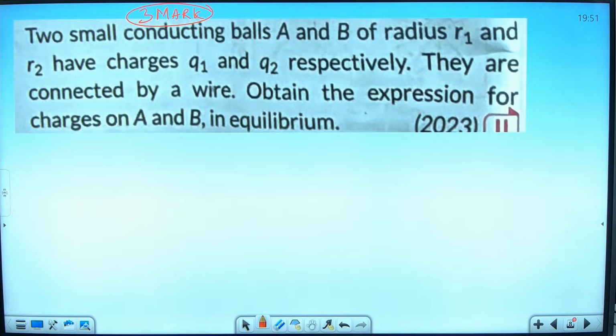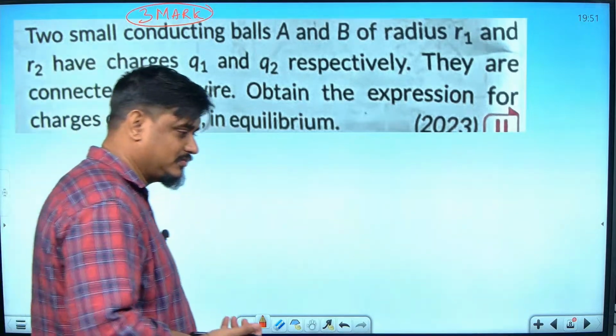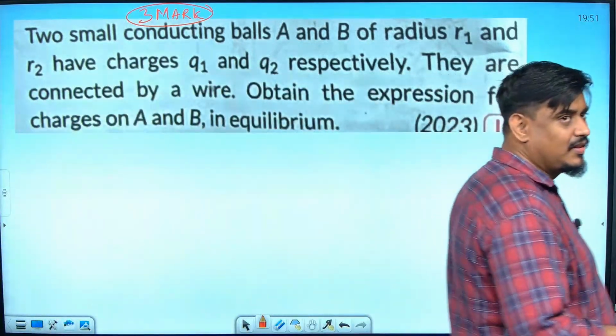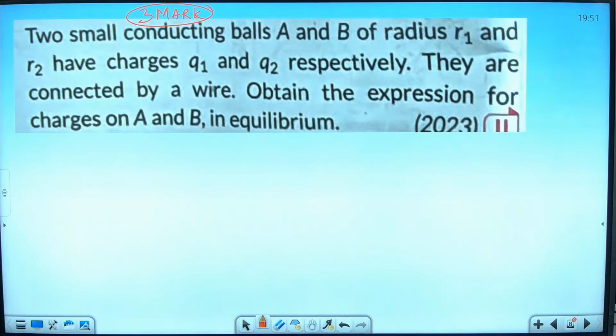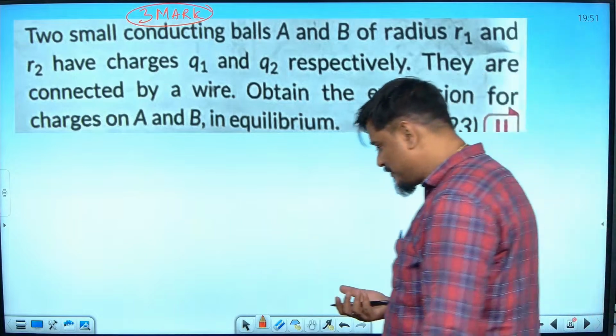Any answer? Don't say Q1 by Q2 will become equal to R1 by R2. That only you got, no? 3-mark question, man.